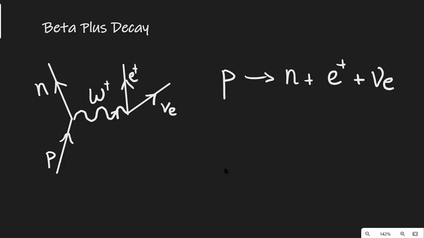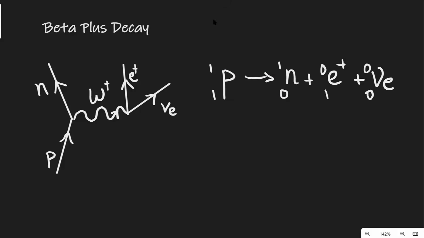In this type of decay, a proton will turn into a neutron. This happens when the quarks inside of the proton actually release a W plus boson, and subsequently the W plus boson will turn into a positron and a neutrino. The equation for this reaction is that a proton will turn into a neutron plus a positron plus a neutrino. Notice how charge is balanced in this reaction.